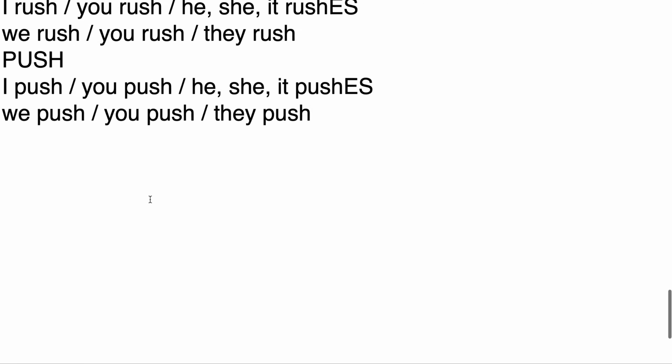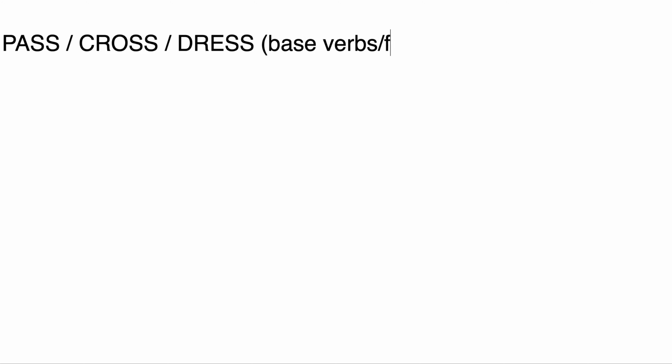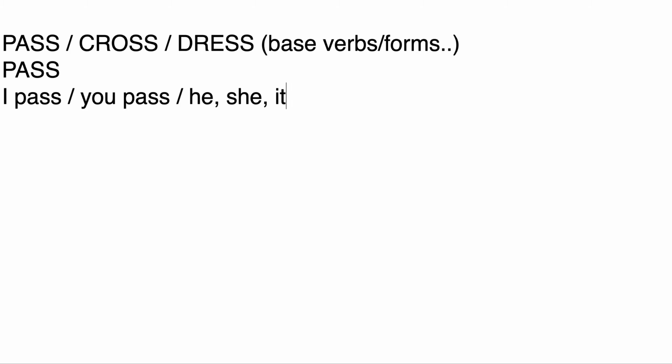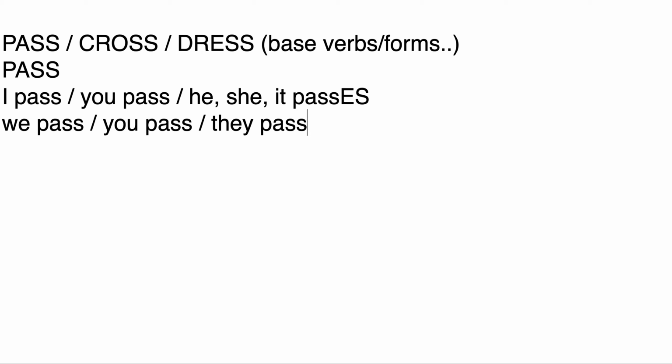Okay? Next, let's take a look at double S. Pass, cross, like cross the street, and dress, dress in the morning. Base verbs, base forms, call it whatever you like. Infinitive, all is good. So start with pass. I pass the exam, right? You pass, he, she, it passes. Again, we have to add an es, followed by we pass, you pass, they pass.